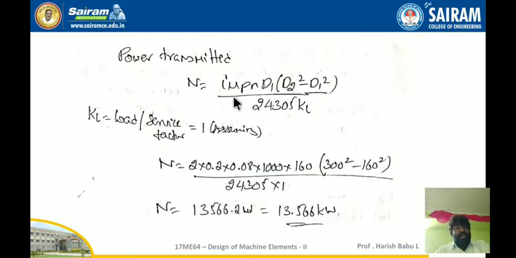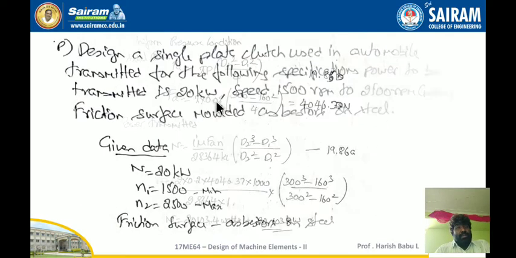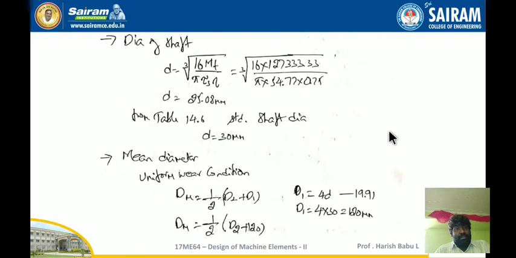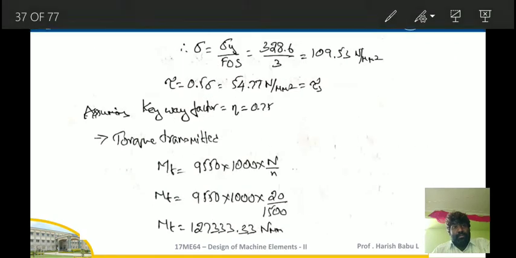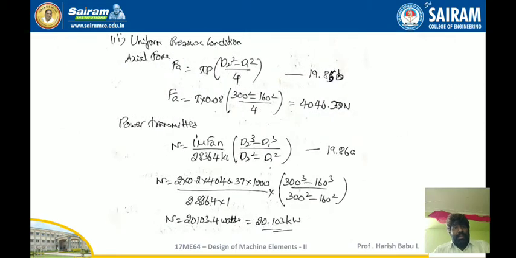This is when you want to use the uniform wear theory. So coming on to uniform pressure theory now. So Fa is equal to pi p (d2 square minus d1 square) divided by 4. So I'm going to get Fa as 4046.37.